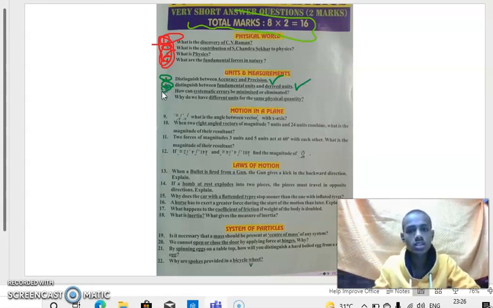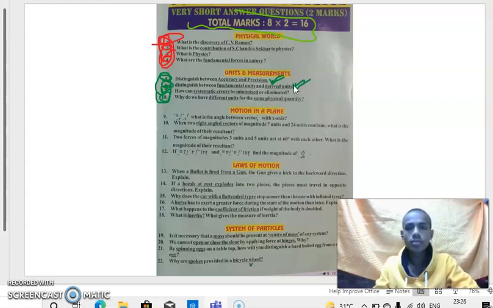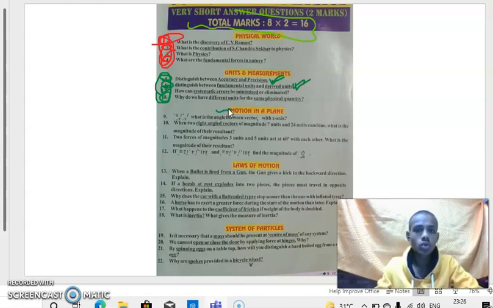And next, third important question in units and measurements is how can systematic error be minimized or eliminated? And next, fourth important question is why do we have different units for the same physical quantity? Okay, these are the 4 important questions, and the most likely chances will be these questions. And next, coming to motion in a plane.